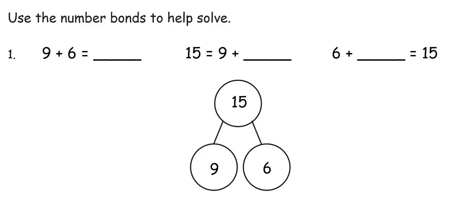This tutorial is for first grade, Module 2, Lesson 6. In this lesson, we're going to use number bonds to help us solve these equations. One of the key factors in this lesson is to notice the placement of the equal sign.